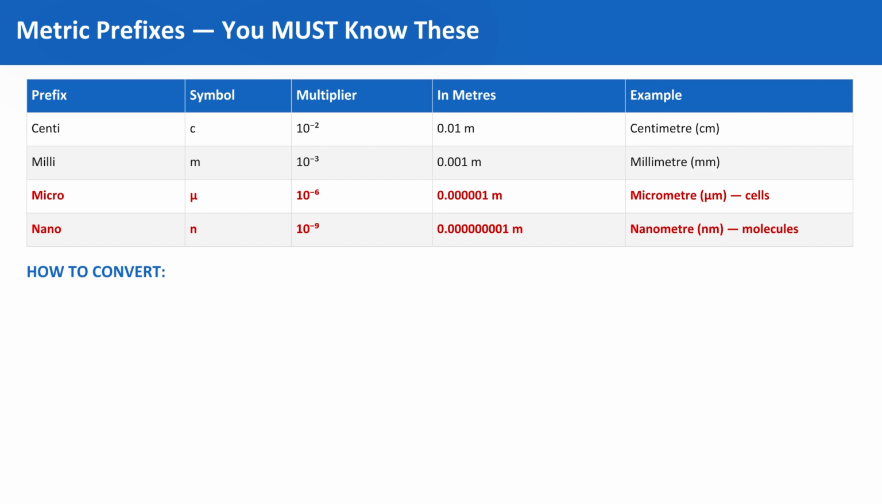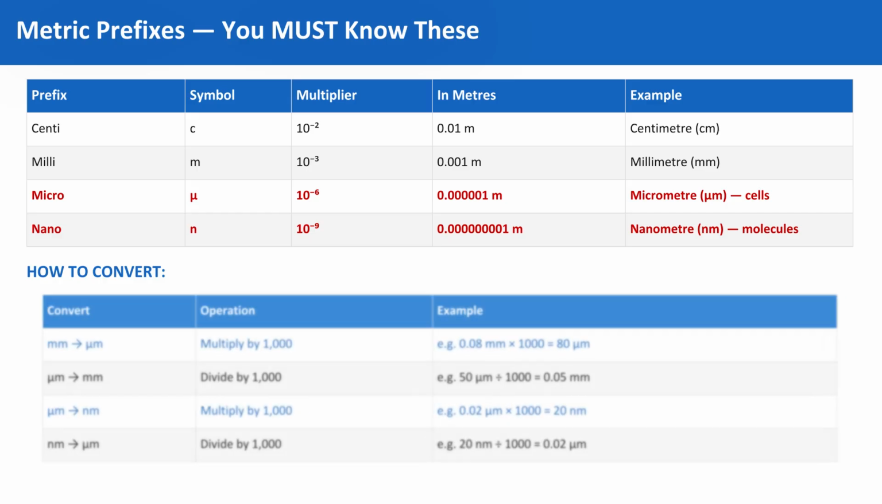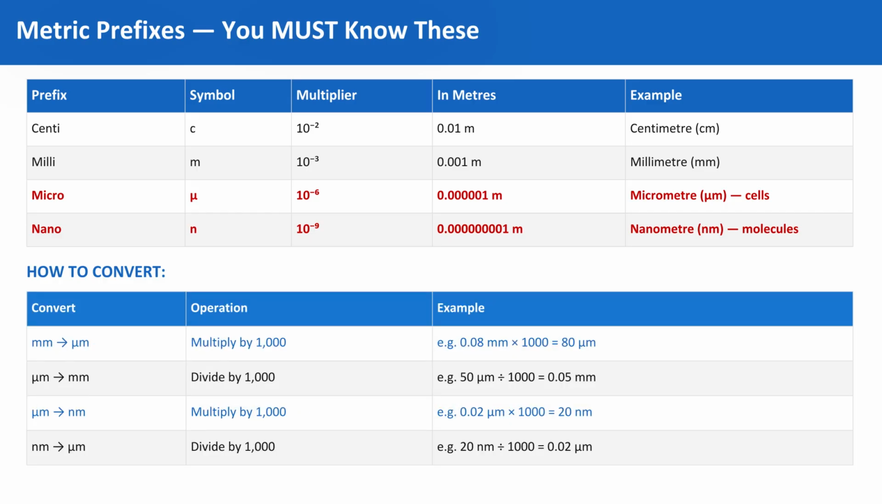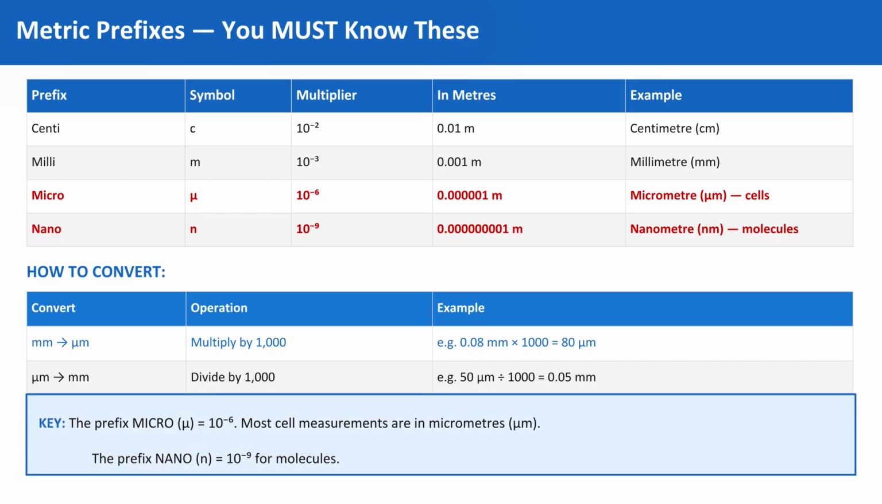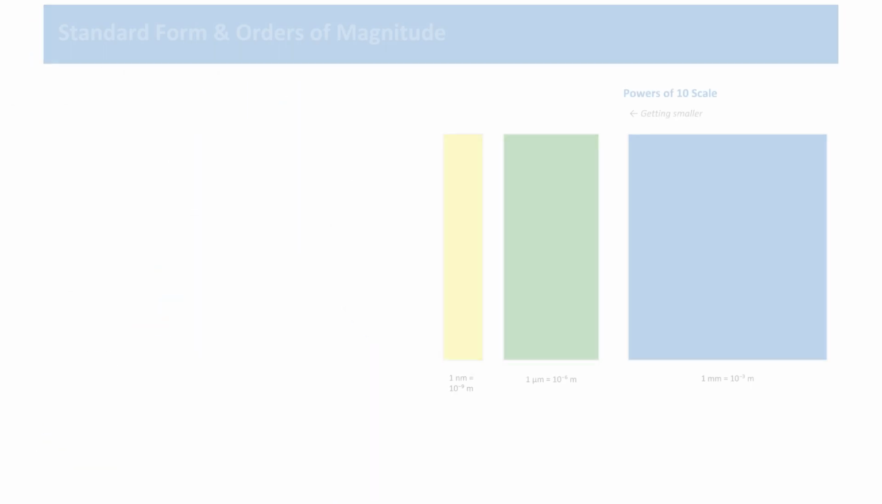Now for conversion, if you want to go from millimeters to micrometers, you multiply by 1000. For example, 0.08 millimeter multiplied by 1000 equals 80 micrometers. Going the other way, from micrometers to millimeters, you divide by 1000. The same rule applies between micrometers and nanometers. Multiply to go smaller and divide to go bigger.